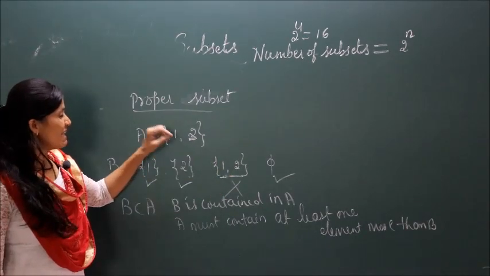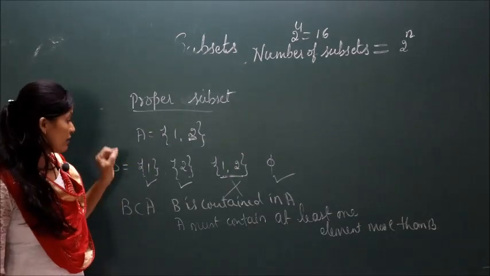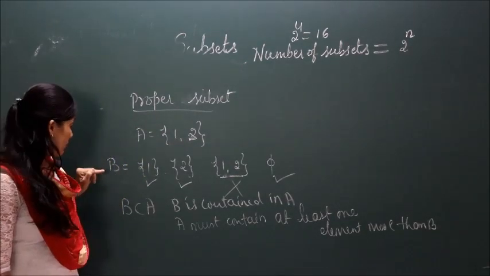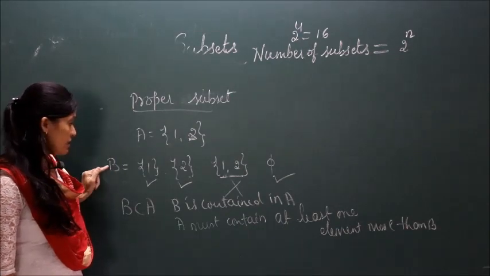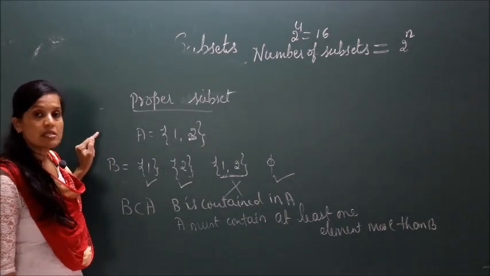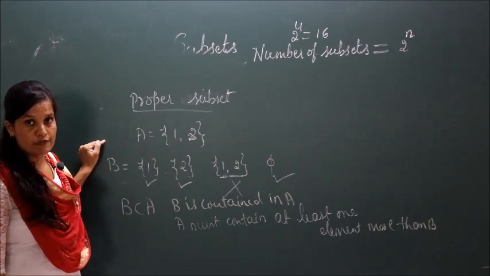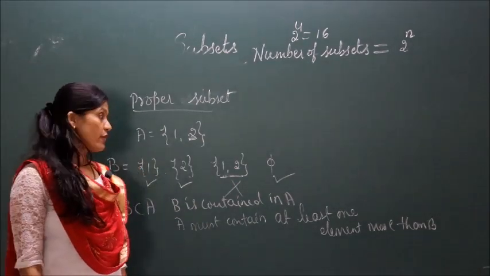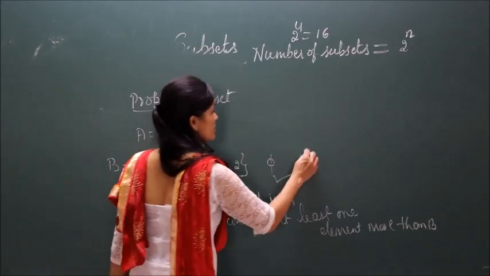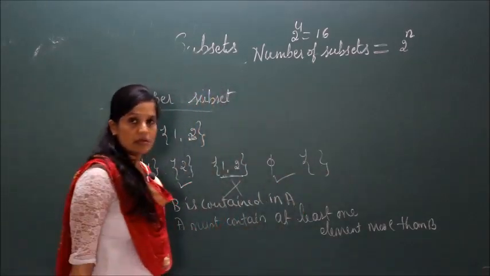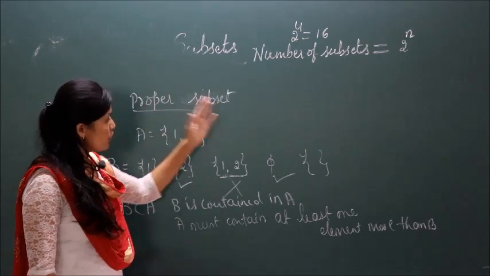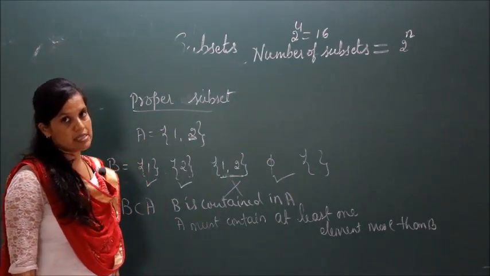A must have at least one element more than the given set, then that set, in this case set B, is the proper subset of A. Null set, you can say that it is the proper subset, because null set in the sense there are no elements. So A has some elements more than the given set.